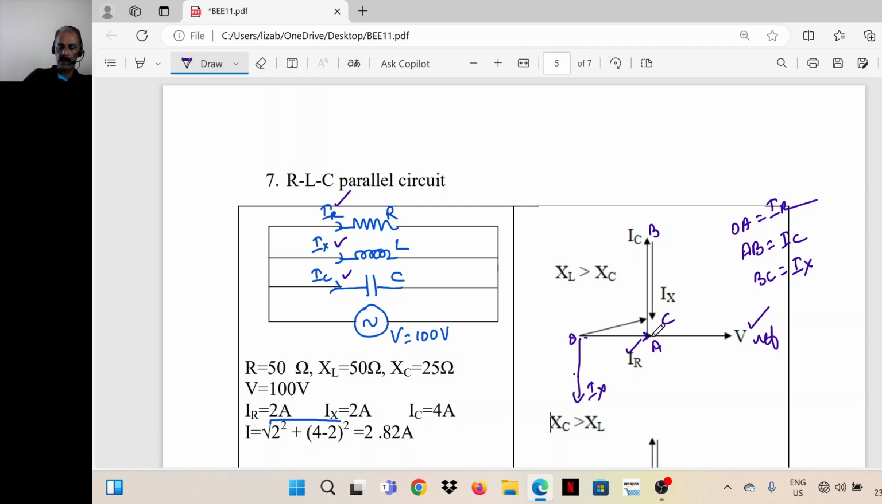So the current through the resistor is in phase with the voltage. Current through the capacitor leads the voltage by 90 degrees. Current through the inductor lags the voltage by 90 degrees. Add all the three elements: OA plus AB plus BC. This is the net current I.